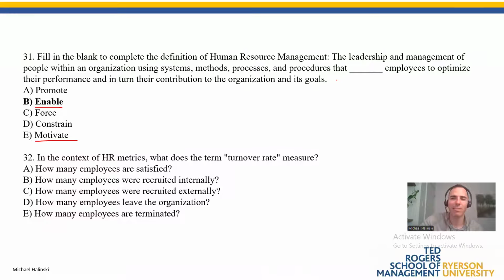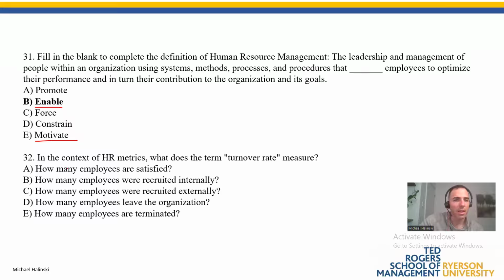Enable is slightly better because you're allowing employees. HR is all about allowing, trying to foster, allow them to conduct this work. HR isn't necessarily about motivating employees to do this. That's more about leadership. Leadership is all about how you can motivate others to perform, engage in their task and conduct their work to a higher level. HR is simply facilitating that. So here are the rules to follow in order for employees to optimize their performance, but it's not necessarily pushing them to do so. So enable is slightly better.